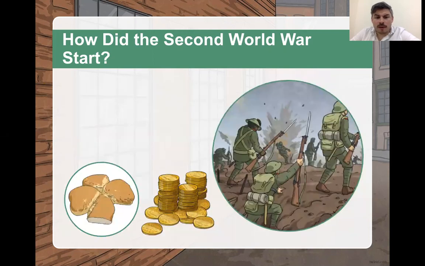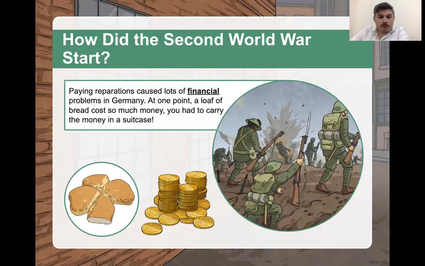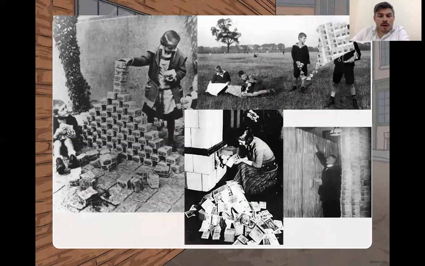So, what impact did this have? In the 1920s, Germany was in a bad place. They were paying reparations because of Versailles, and that caused financial problems. At one point, a loaf of bread in Germany cost so much money, you had to take the money in a suitcase. We had something called hyperinflation. So in Germany, it went to the point where money became worthless. There was no value to money.